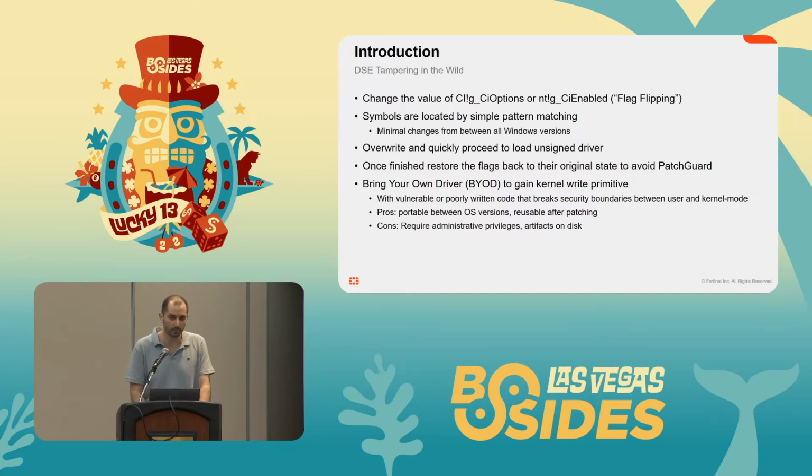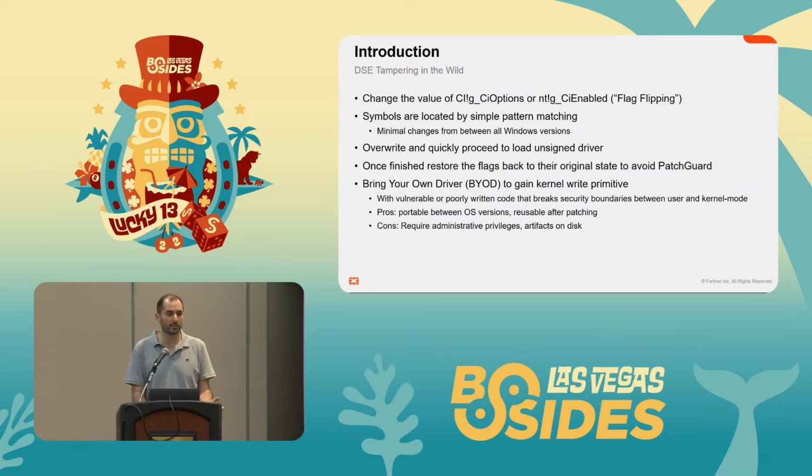So basically, there are simple patterns that you can search for, and then you can find those flags. This is how it's being done right now by some APT groups. Then you overwrite the value, and you just load your unsigned driver. And once you're done and your driver or rootkit is loaded, basically you have to quickly restore the flag because you want to avoid some protections like PatchGuard that we'll cover in a bit.